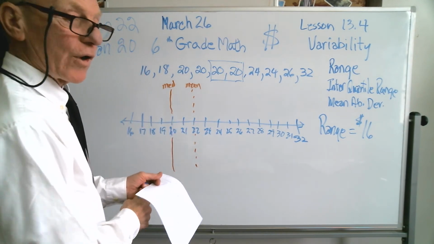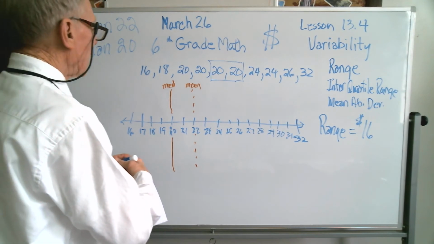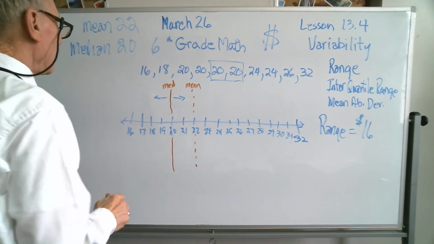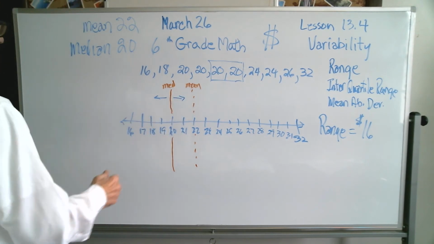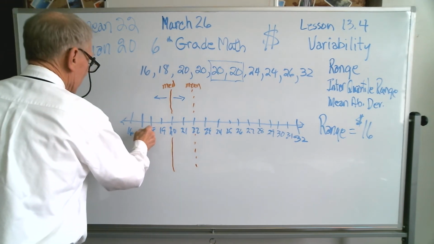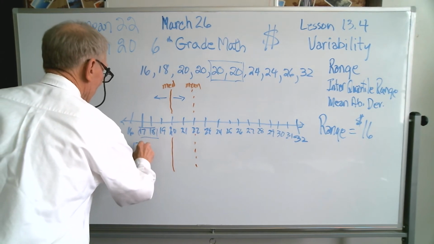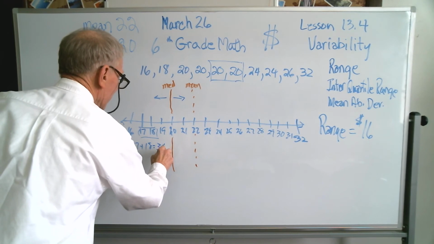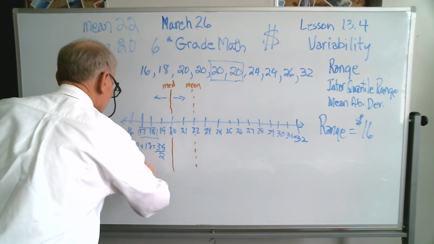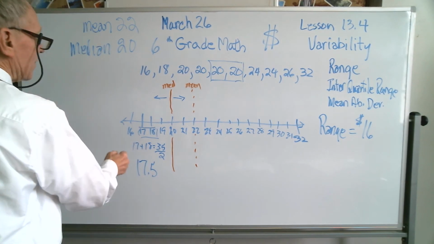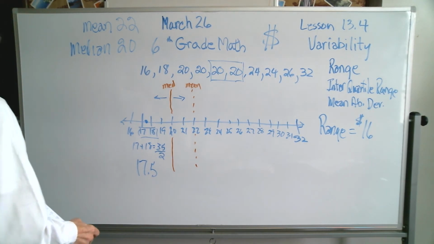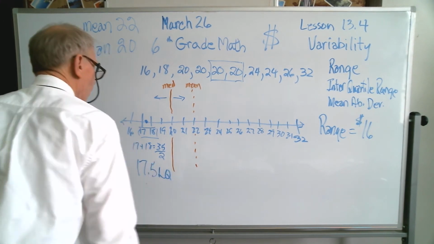Now, in order to get the upper and lower quartile, we're going to go left and right of the median, and we're going to find the median of the numbers that are left and the numbers that are right. So we've got 16, 17, 18, 19. There are four numbers there. Again, even. So we're going to take the two middle ones. 17 plus 18 equals 35. So the lower quartile is going to be 35 divided by 2, which is 17.5. Now we're going to come up to our number line. We're going to put a dot right between 17 and 18 because 17.5 is our lower quartile.